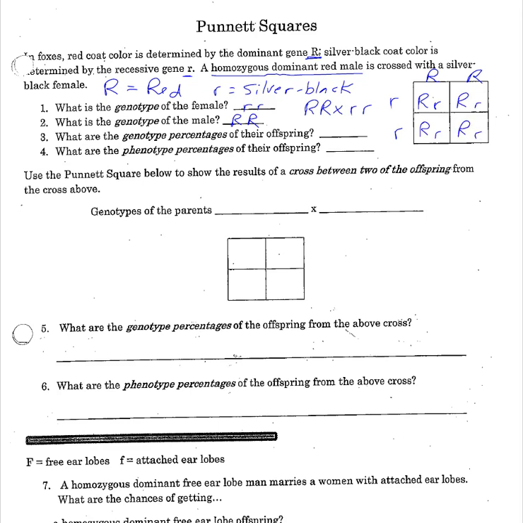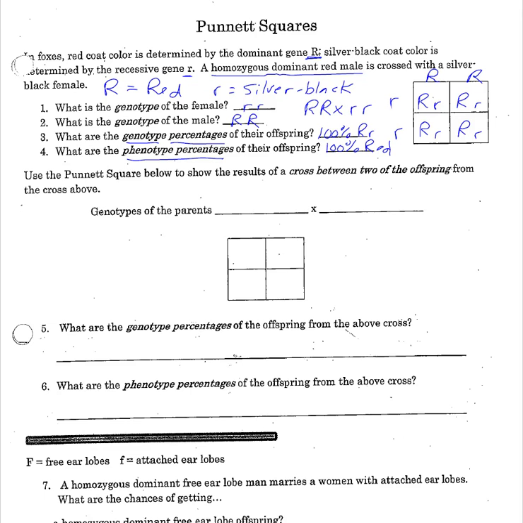So to answer our questions, what are the genotype percentages of their offspring? We have 100% chance of producing the genotype big R, little r. What are the phenotype percentages of the offspring? Every one of these will be red. Getting the hang of this? Hopefully. They're going to get more challenging as we keep moving through this.